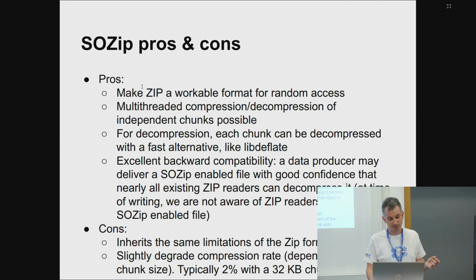Of course, it inherits the same limitation of the zip format, so you cannot easily update an existing file. If you want to do that, you have to put a new version at the end of the zip or rewrite the zip. And another consequence of the regular flushing of the dictionary is that it degrades the compression rate. The value will depend on your actual data, but it's roughly just a few %, which is much better than having no compression at all.